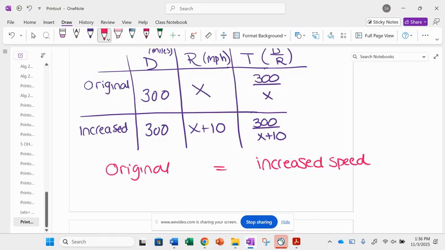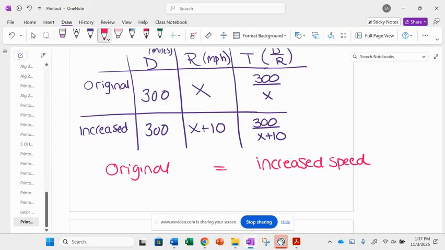Okay, so which time is longer? The original time or the increased speed time? The original time is longer, and it differs by how much? 1, right? It differs by 1 hour. So if we want to keep this equation balanced, we have to add 1 or subtract 1. Since we know the original time is already longer, to make it equal the increased speed, wouldn't I add 1 to this? Or if I wanted to, could I subtract 1 from this? Does it matter? No, I don't like subtracting, so I will add.